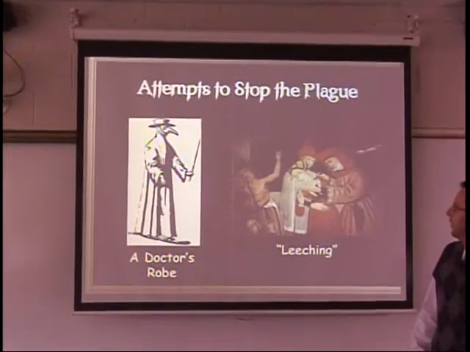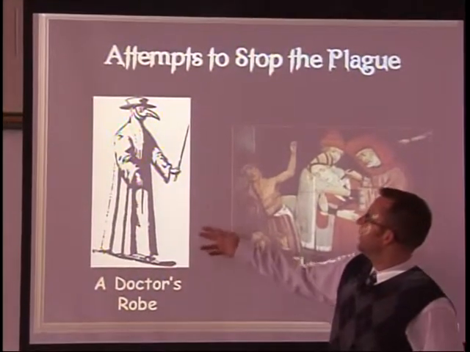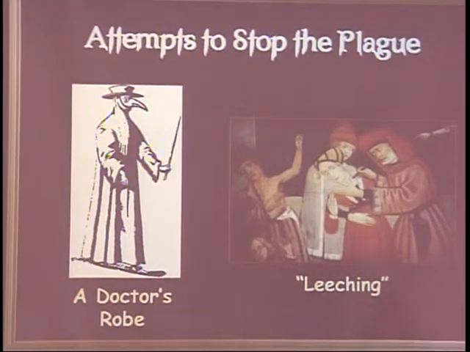Different attempts to stop the plague. As you can see here, doctors tried different things. They wore masks, they had robes, they tried to leech people in some cases. They figured that the disease was in the blood, so they put the leeches onto the body and the leech would take the disease out of the body. Again, these would do nothing more than to make a dying person suffer.